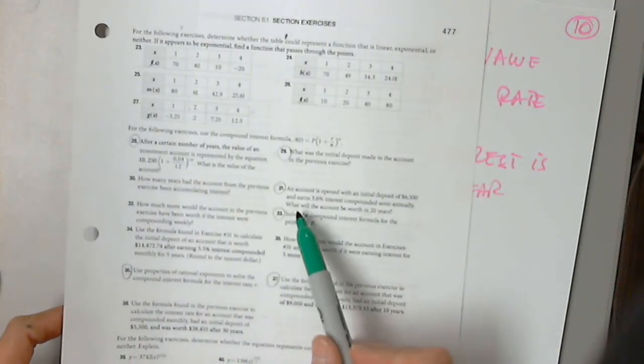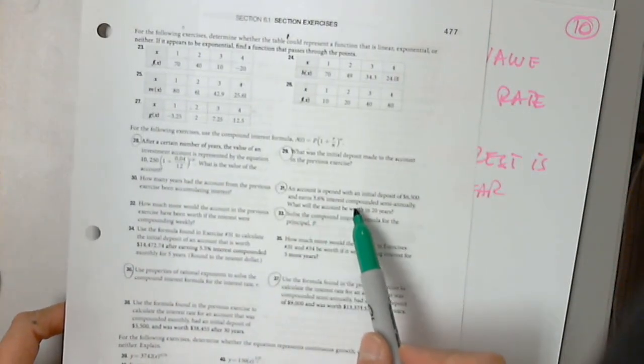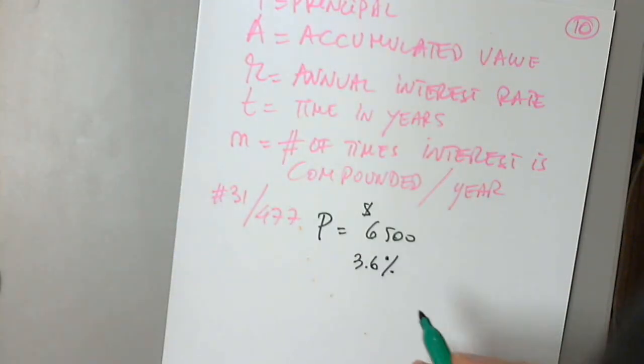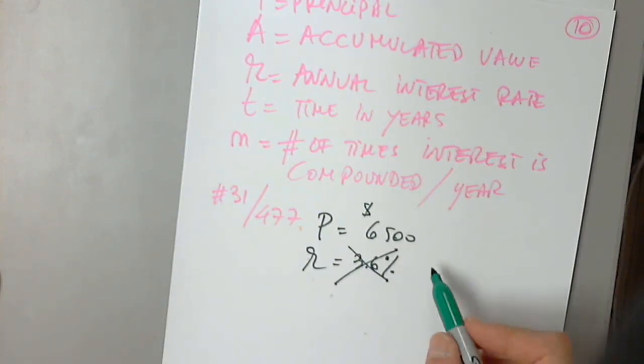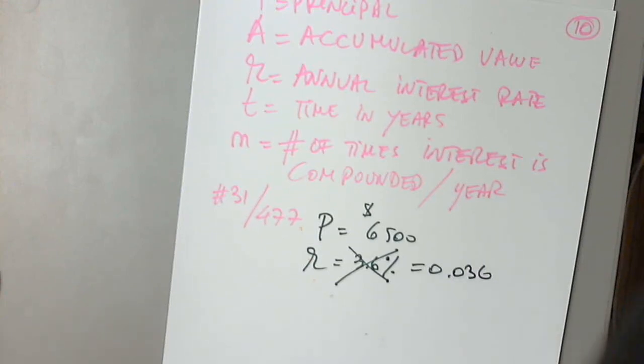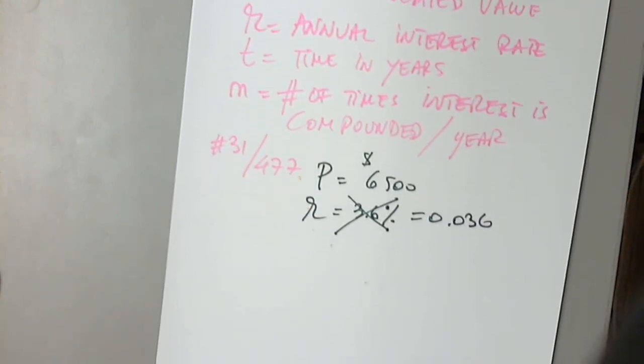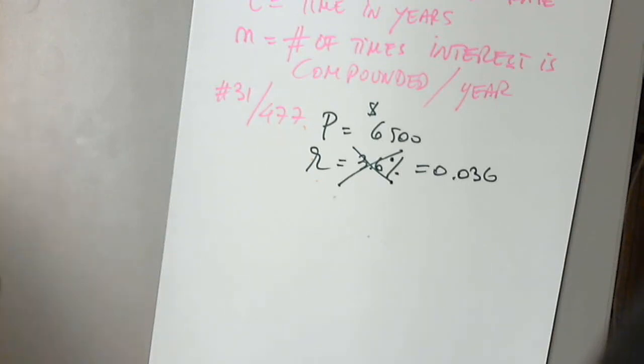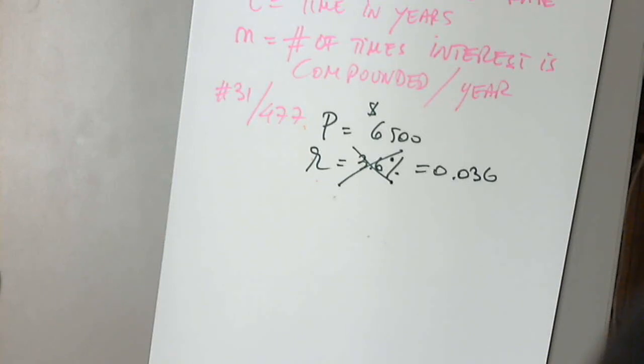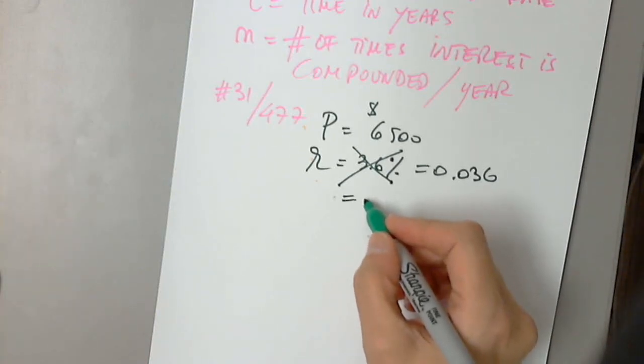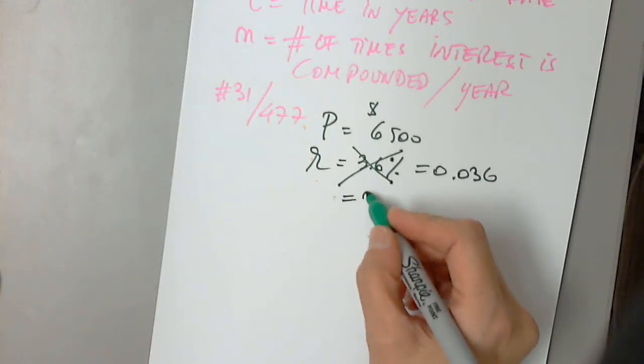Then it says, and earns 3.6% interest compounded semi-annually. So first of all, what is 3.6%? Very good, which we cannot use in that form. It has to be changed into a decimal number. Compounded semi-annually. What does that mean? How many times will they compound the interest per year? Okay. Very good. So what is that? That is n. Very good.